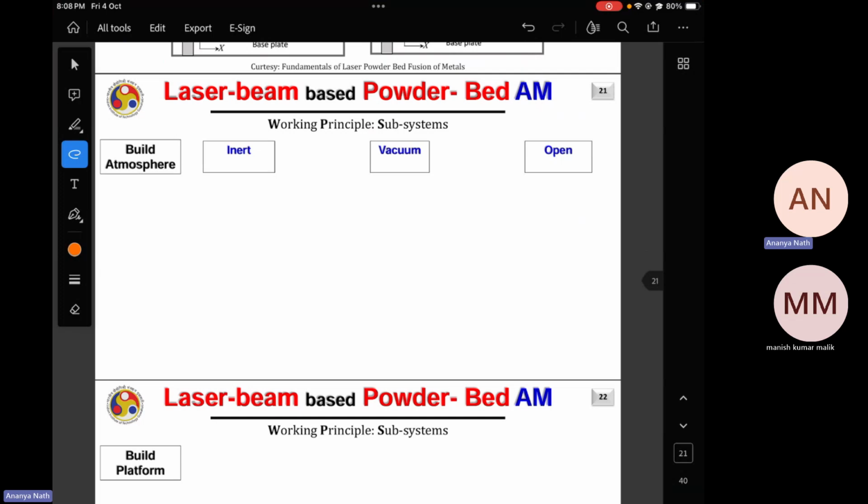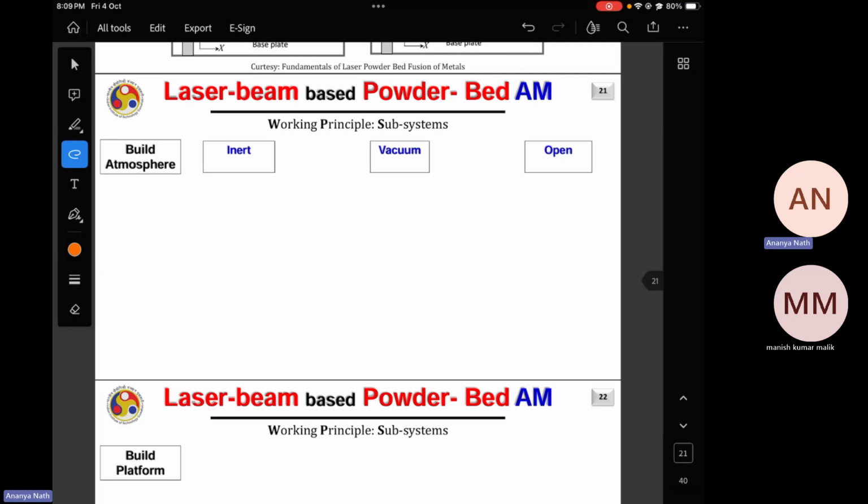Then build atmosphere. So our next subsection was build atmosphere. So build atmosphere is mostly inert. It can be vacuum and can be open as well. But we generally don't go for an open system, because an open system is useful for research purposes. Like if you want to add multiple cameras focused on the build plate so that you can see what is going on in the melt pool while the laser is moving, you can use an open system. If you want to put a lot of sensors in it just for your research purpose, you can use it.